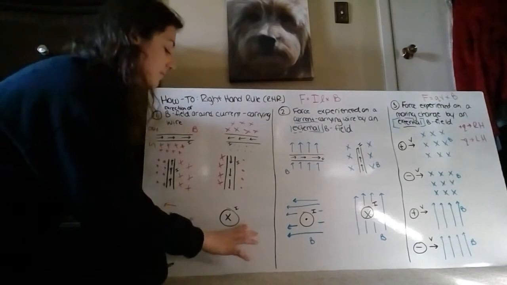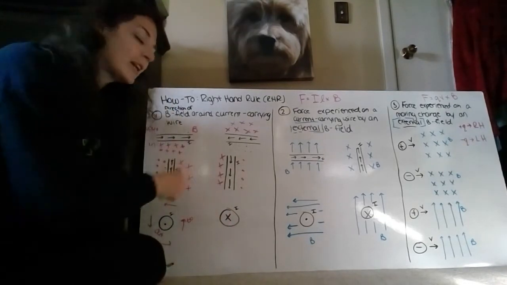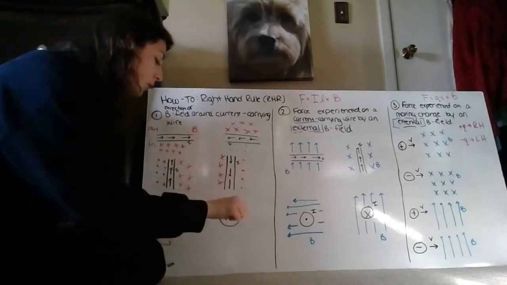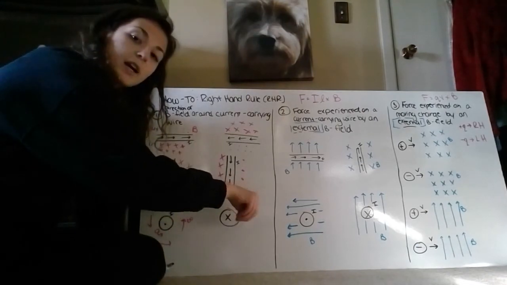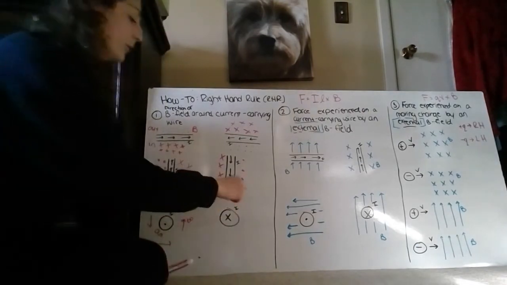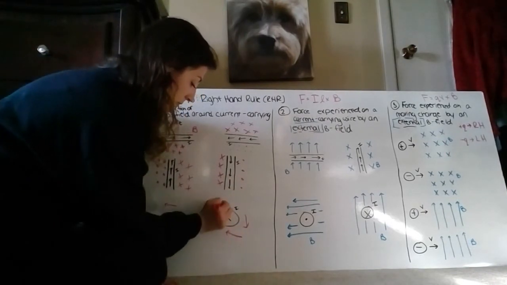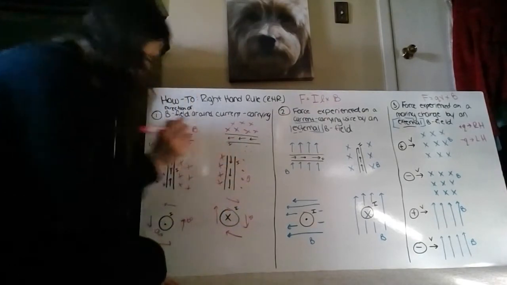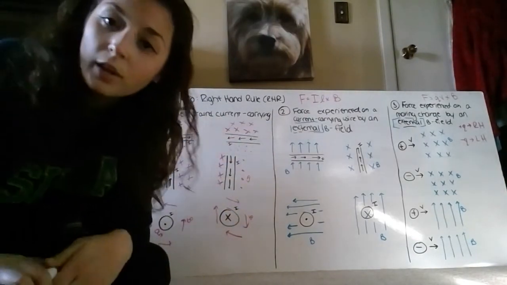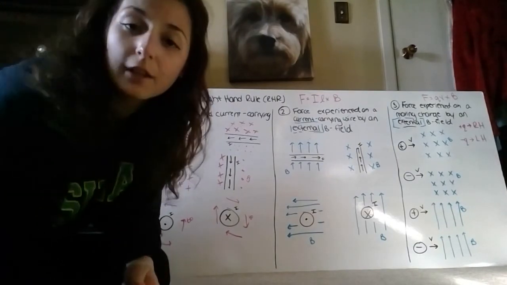That's not good. So we have a wire with the conventional current going into the board now. I'm going to point my thumb into the board, and the way my fingers naturally curl around it is the direction of the magnetic field, which is going to be pointing clockwise now. And that's how you find the direction of the magnetic field around a current carrying wire.